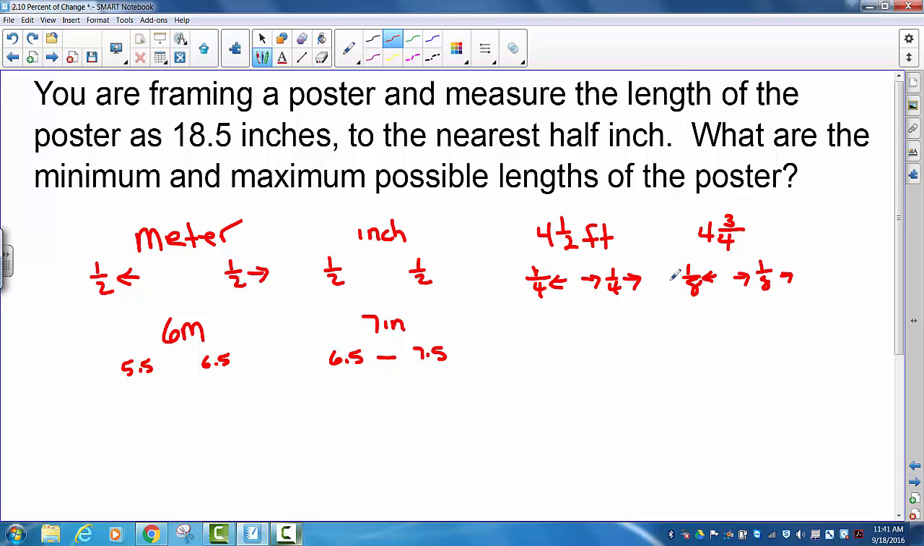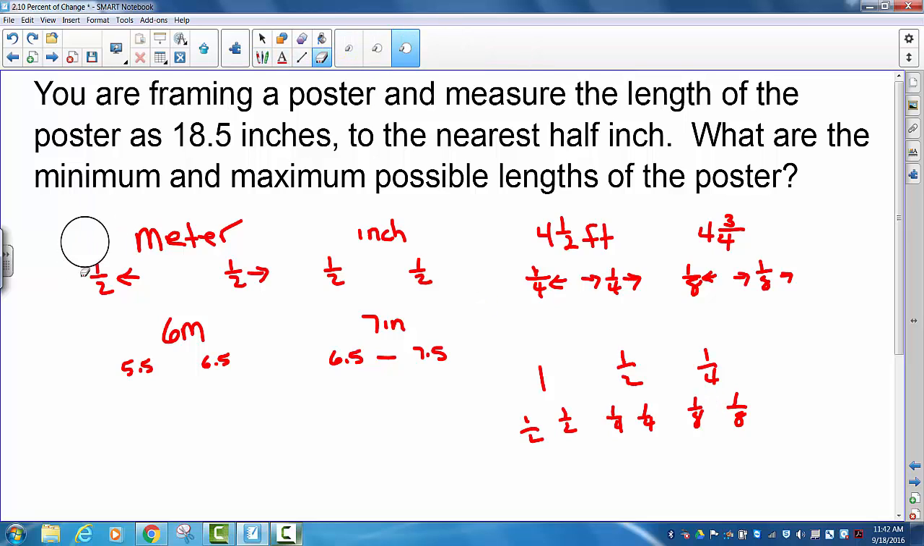Alright, so are we getting the idea? Whatever you measure it to, whether it's a whole item, a half item, or a fourth, it can be a half of that bigger or smaller. So what you do is you take half of one in each direction, or you take half of a half in each direction, or you take half of a fourth in each direction, that kind of thing. Okay, so let's try this one that we're working on. Let me erase all this.